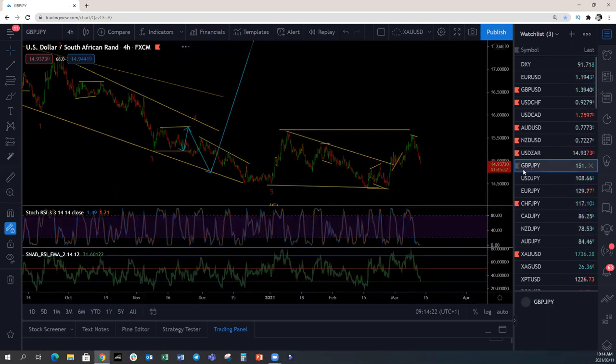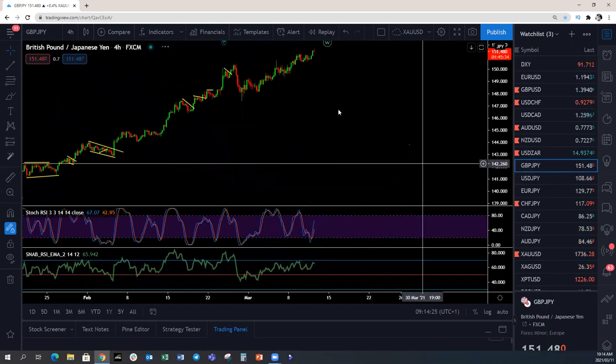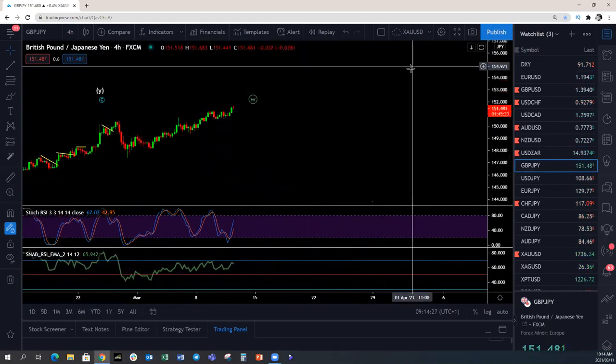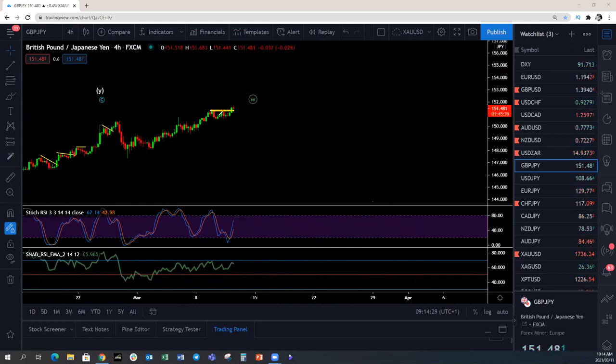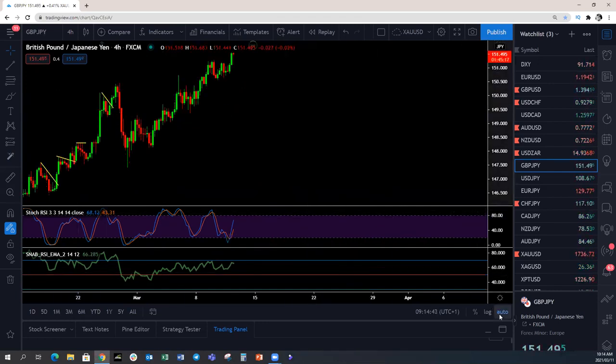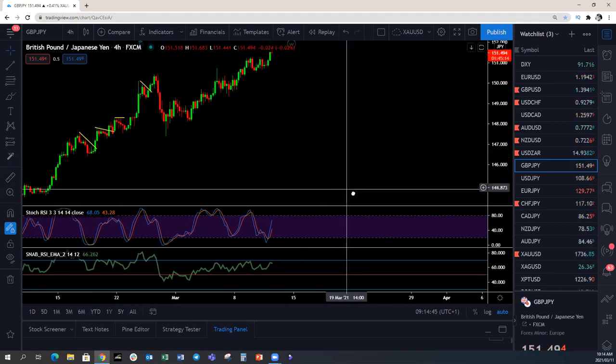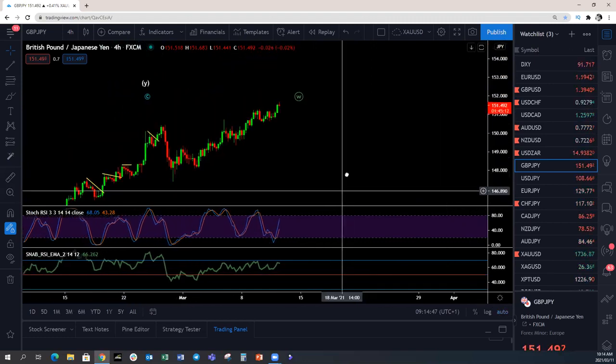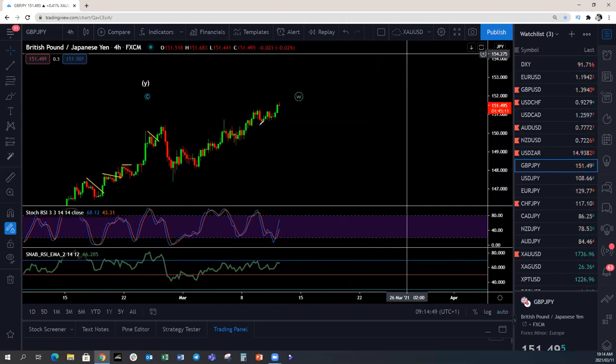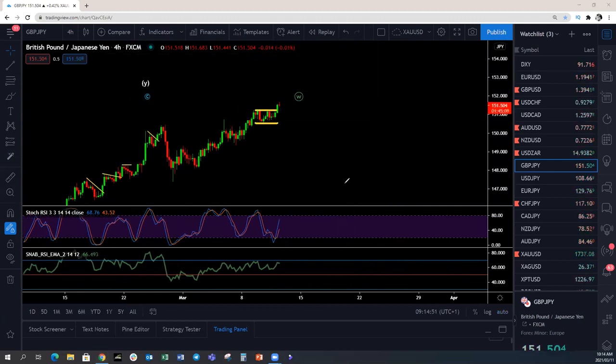Pound yen, all the way up to 56. Here's another confirmation for more upside here on pound yen. But the 4-hour does not actually have a trade setup. Here it is. This is confirmation for further upside. It's another confirmation for another leg higher on pound yen. So we're still going to see further upside on pound yen. Here's another confirmation.